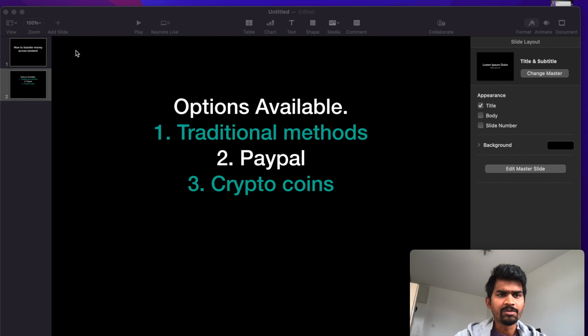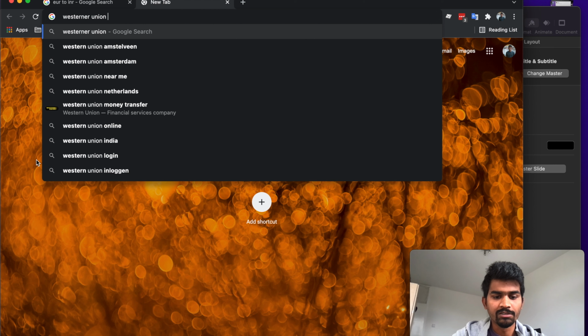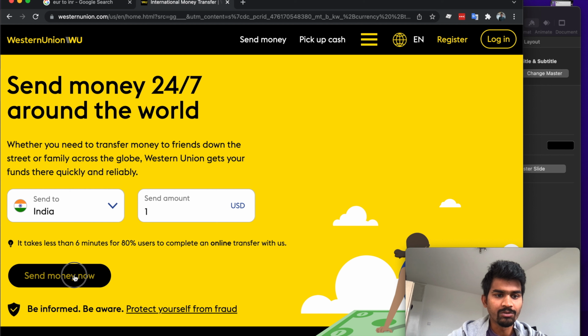With the traditional methods, each bank has its own way of transferring fiat currencies, but the fiat conversion they do is sometimes complete bullshit. Let's see Western Union money transfer. We are sending $1 to India.